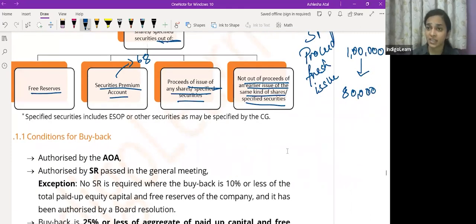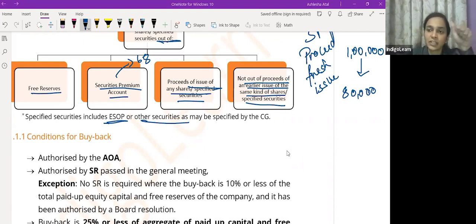Talking of what specified securities are, specified securities include ESOP or any other security which may be prescribed or specified by the central government. Now, when we talk of buyback, there are some conditions which must be complied with. If the conditions are not complied with, then buyback will not happen.